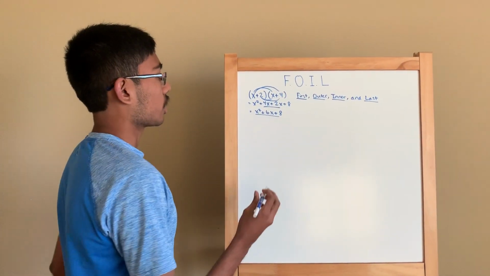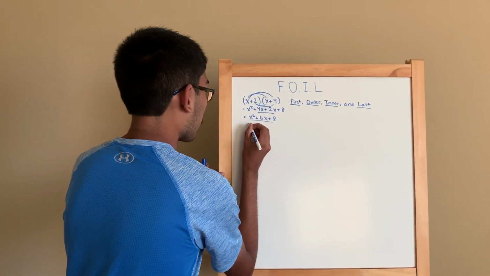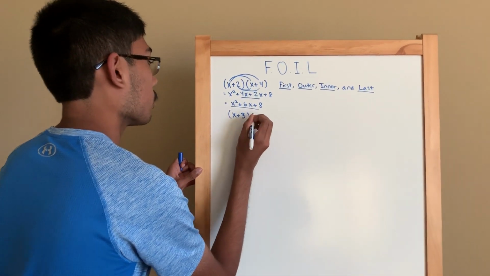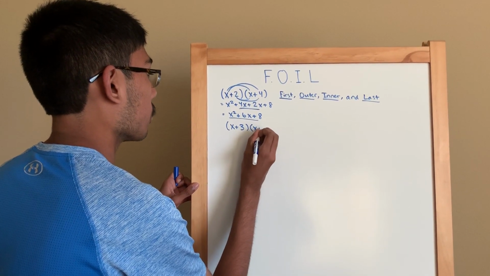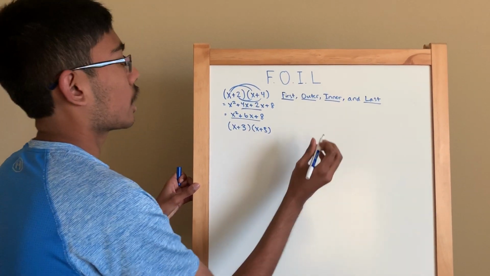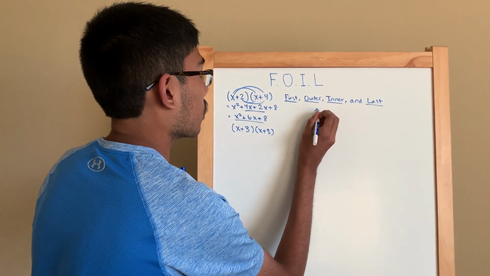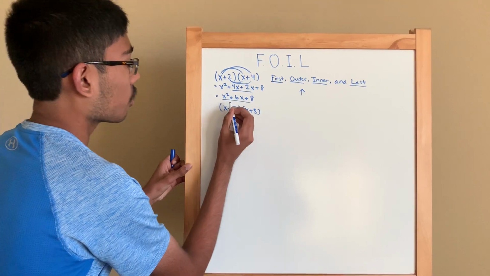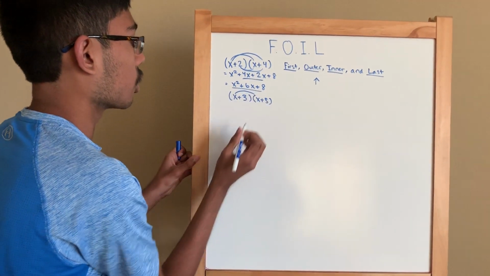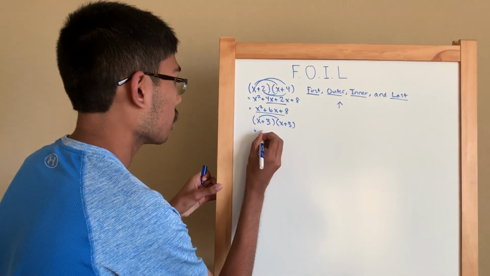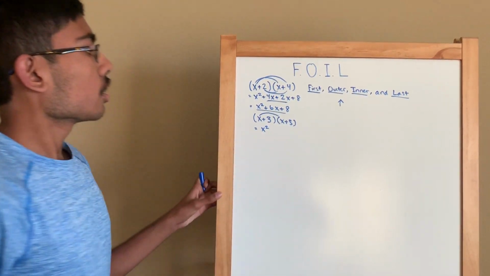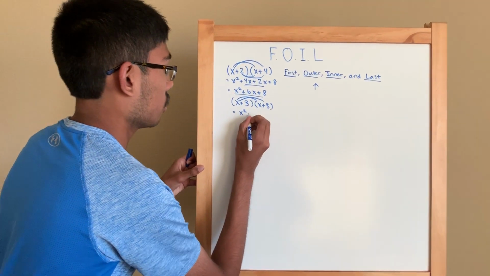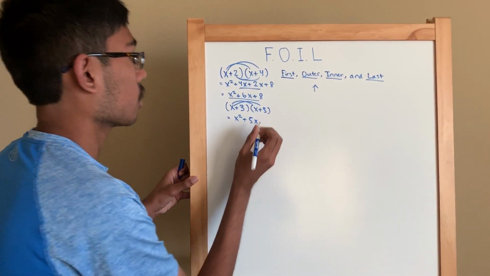Let's do another example. Let's try x plus 3, x plus 5. Now, remember this. First, outer, inner, and last. So first, just like this one, we're going to take the first two terms, x times x, which is x squared. Then, we're going to do x times 5, which is 5x.